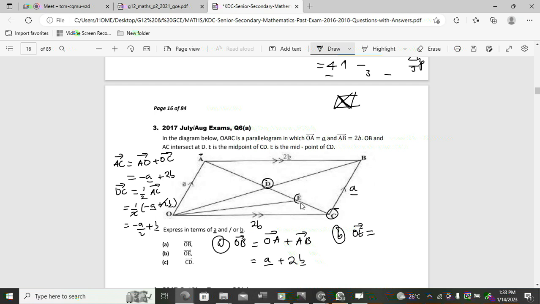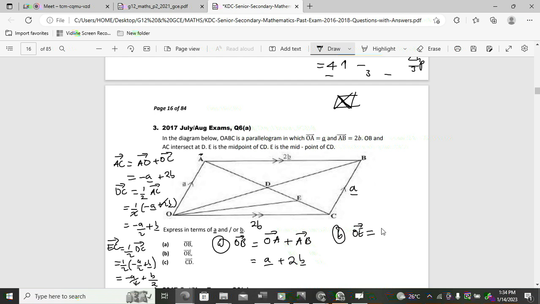The next thing to find is EC. How can you find EC? Remember I told you E is the midpoint. Meaning that EC is also going to be half of DC. So that is going to be 1 over 2. What is DC? DC we have found: negative A over 2 plus B. Half times negative A over 2, that would be negative A over 4. And then half times B, that would be B over 2. So we have found EC. So we can now work out the one we are asked in the question to calculate. And since we know EC, you should know that EC is the same as DE since E is the midpoint.